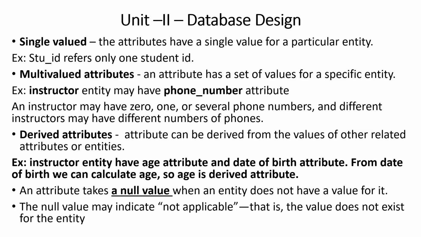Then derived attributes. Derived attributes can be derived from the values of other related attributes or entities. Consider an entity. From that entity, we can derive some more attributes. That will be called derived attributes.